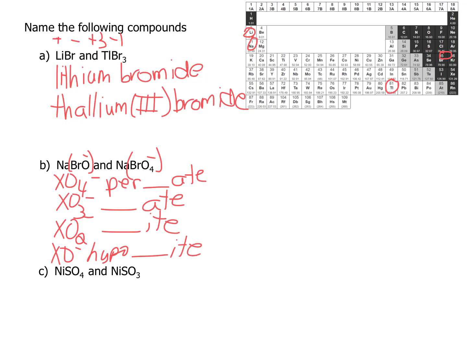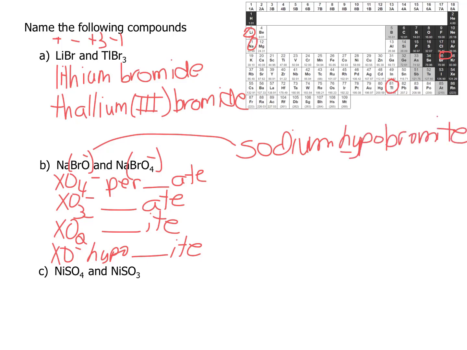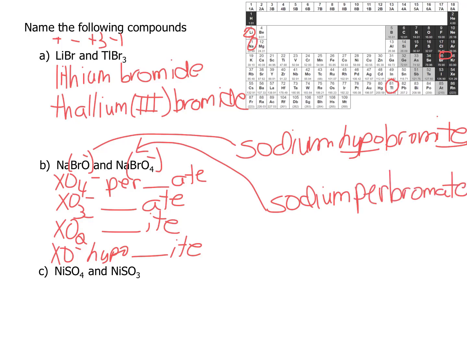So I can see the first one has 1 oxygen, so I would name this compound sodium hypobromite. So notice the hypo and the ite. For the next one, this is BrO4-, so I would name this one sodium perbromate.